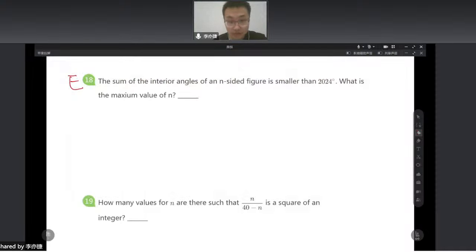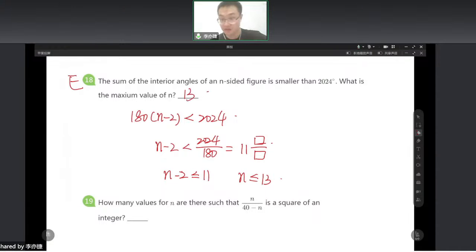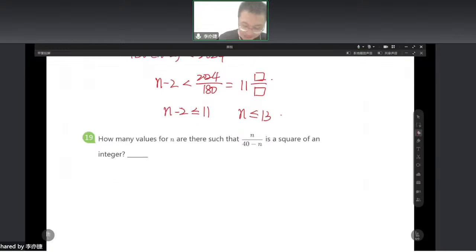That's 3. Yes, correct, right? So then it's so easy, right? Because the sum of interior angles is 180 times n minus 2, so it's smaller than 2024. So n minus 2 is smaller than 2024 over 180, which is 11 something, right? So then n minus 2 is at maximum 11. So n maximum is 13. So easy. Question 19 is difficult.